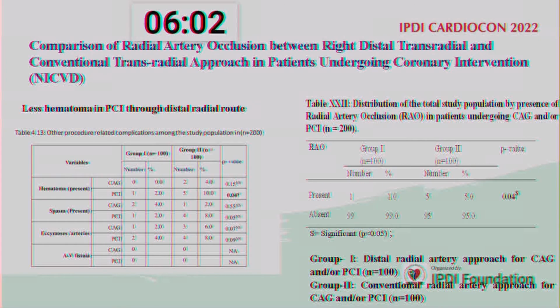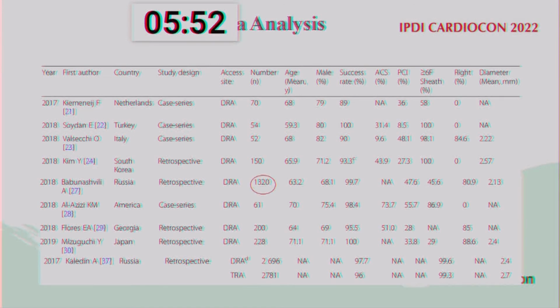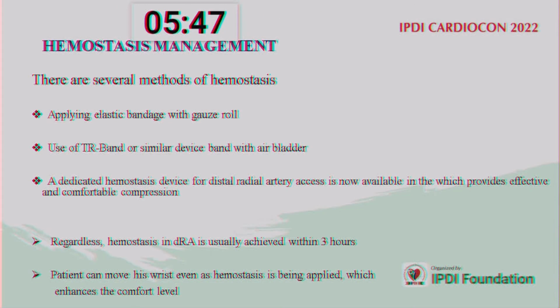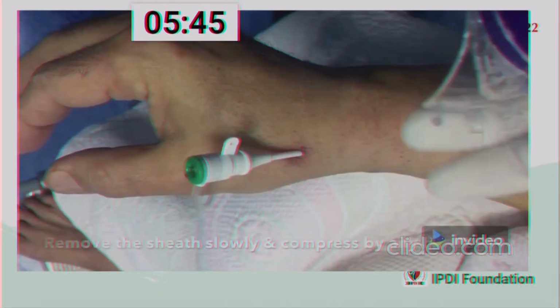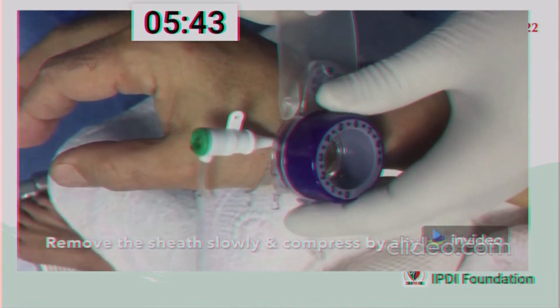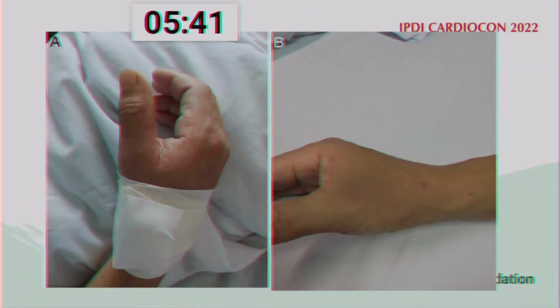And this study done in the National Institute of Cardiovascular Diseases, and here also we have shown that hematoma and radial artery occlusion are significantly less in the distal radial approach. And there are several studies over this. And hemostasis is almost the same. We can use this device, which is not available in my country, so we conventionally use this gauze and cotton pad.